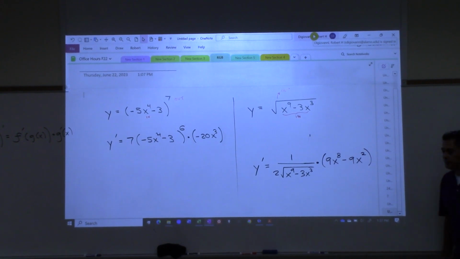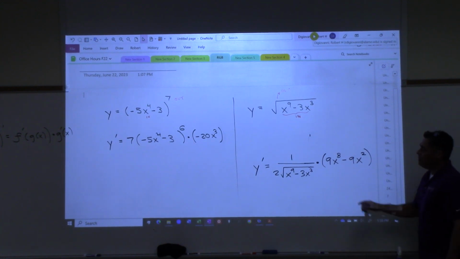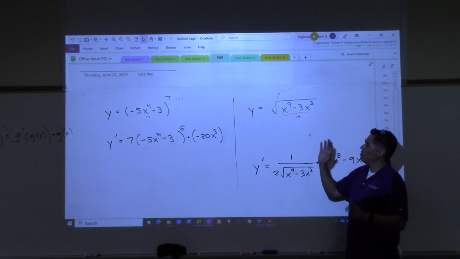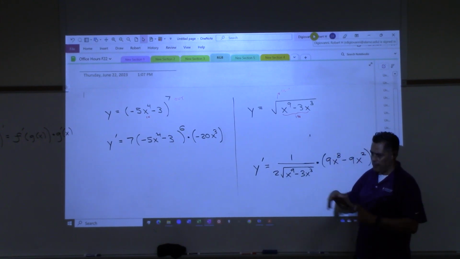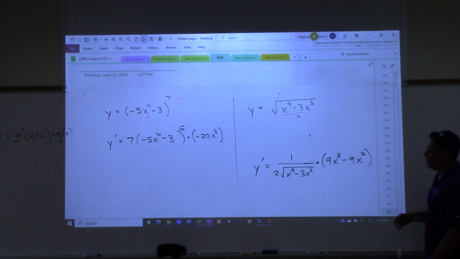Yes? Could you have converted this to the 1/2 power? Yes, you could, and then done the 1/2 out. I'm going to do that on the next example. I think it's best for you to just remember the derivative of the square root of x is 1 over 2 root x. Just remember that, right? I gave it to you a while back.